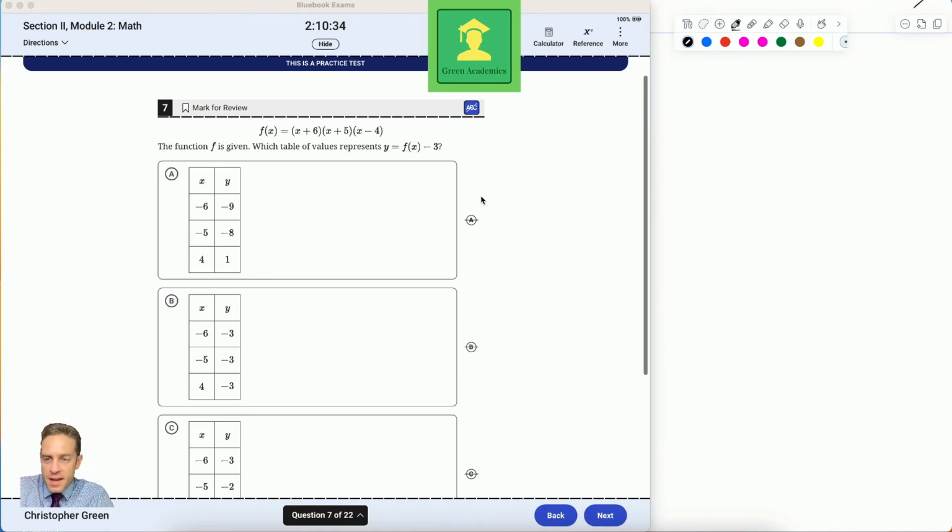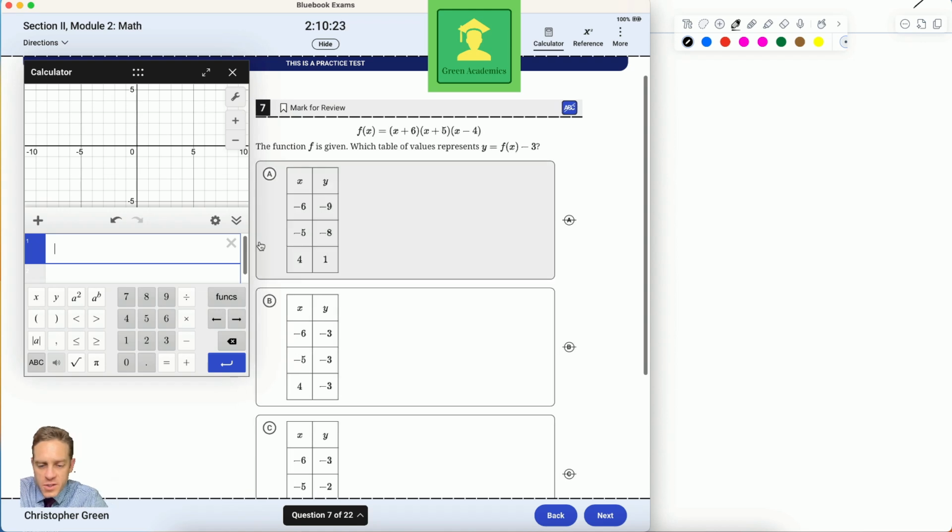F of x equals that. The function f is given. Which table of values represents y equals f of x minus 3? This is actually probably best achieved on Desmos. Just be careful to use an extra parentheses and don't use a bracket.